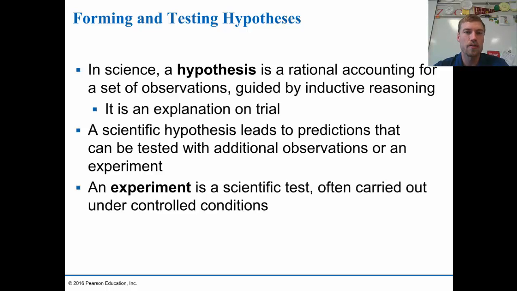Now, when we have these observations, we then want to make some sort of hypothesis. Our hypothesis is a rational guess as to what we think is going on based on our observations, right? And then we're going to test that explanation. A scientific hypothesis is going to lead to predictions that we can test. So we come up with this hypothesis, and it's going to give us things that we should predict. If our hypothesis is true, then we would expect certain outcomes. And so then we can test to see, do we get those outcomes?